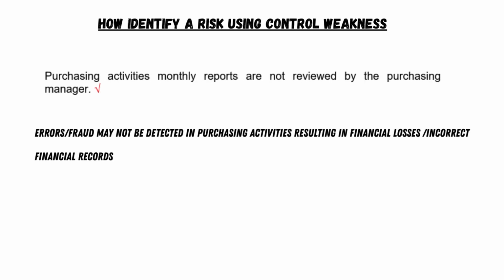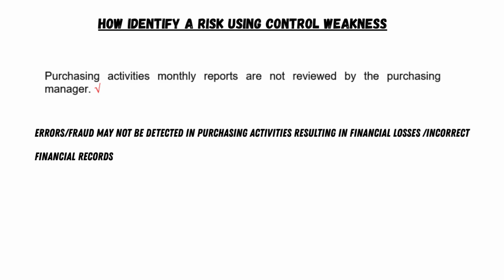Now let's go further. We also said that there was an issue where the purchasing manager is receiving a monthly report on purchasing activities, but it is not being reviewed by the purchasing manager, as they said they do not have the time. As a result, there is a risk that errors or fraud may not be detected in purchasing activities. You can have fraud taking place, or some irregularities, or some honest human errors that could take place but cannot be detected, and the consequence is that we're going to lose money.